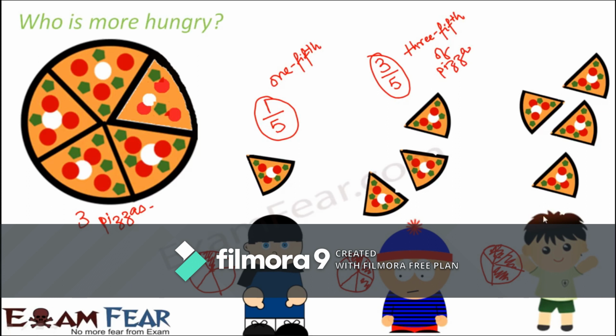And what about the third one? He ate 4 slices. That means he ate 4 slices out of 5 slices. And this is called 4/5 of the pizza. So these are all fractions: 1/5, 3/5, 4/5, which tells you how much of the total. So that is what is being defined by a fraction.